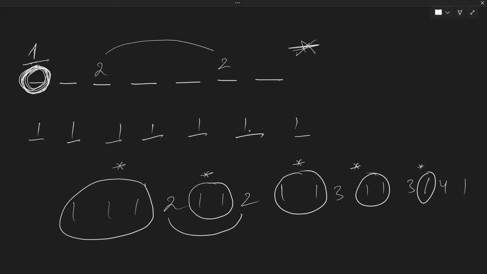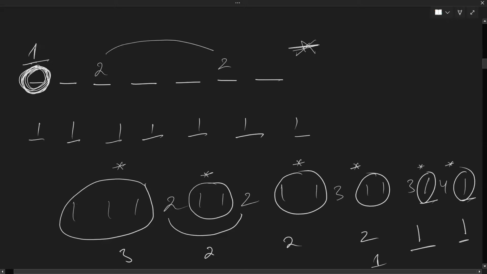So we just need to find the minimum of these. Here we have three ones. Here we need to remove three ones, two ones, two ones, two ones, one, one. So the minimum of these is either this or this. So our answer is one. Either remove this one or this one. Is it clear?